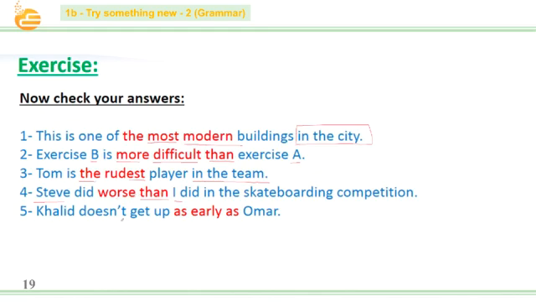Okay? Number 5, Khalid doesn't get up as early as Omar. Okay? Doesn't get up as early. We put the same adjective. As early as. Don't forget that.